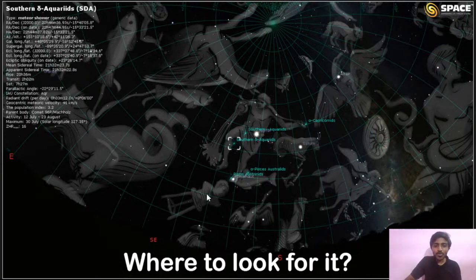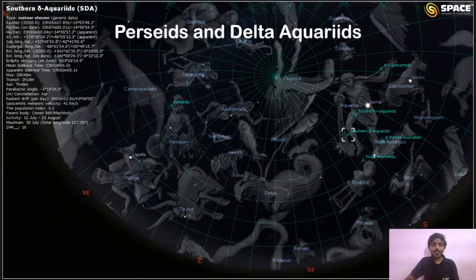So that is how and where you are supposed to see it in the sky. Now, as I mentioned earlier, the Perseids are also going to be there in the sky parallel to the Delta Aquarids at the same time. So it's July 17th. Delta Aquarids started July 12th. They will be in the sky parallelly.